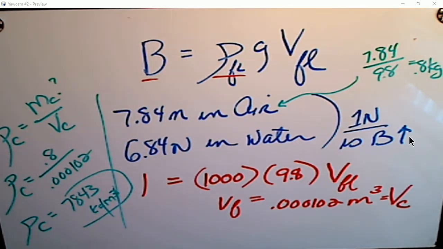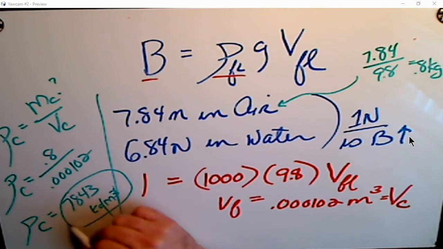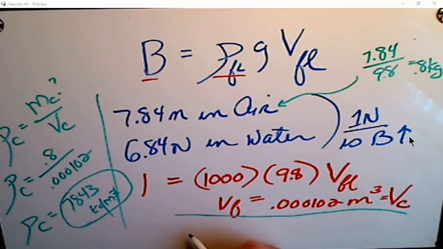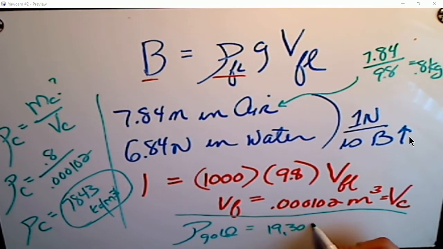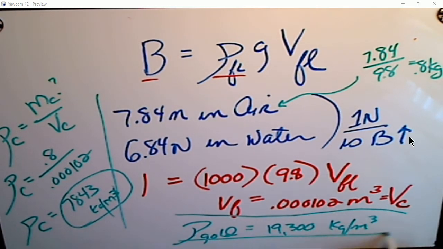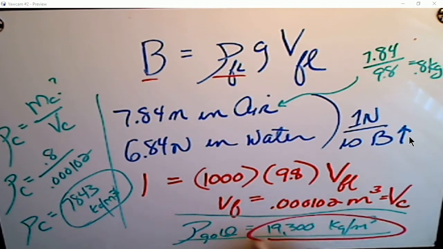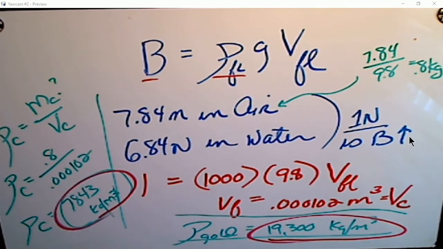Now, we can look up in a table what the density of gold is. If we look that up, it's about 19,300 kilograms per meter cubed. So that automatically tells us, when we compare these two, that the crown was not gold, right? This number does not equal this number. It's some sort of alloy, or maybe it's hollow.